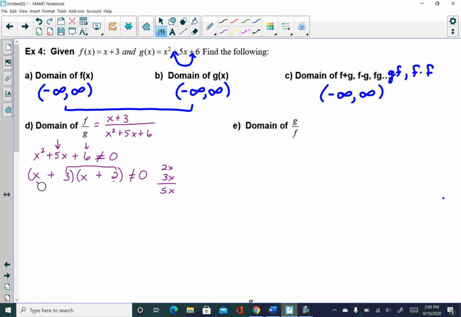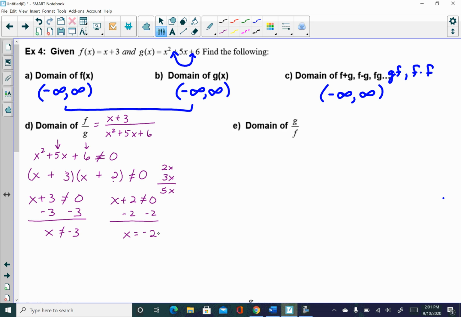Now we set both of those factors, they both have x's with them, so we set both of those factors not equal to 0. So x plus 3 can't equal 0, x plus 2 can't equal 0. So we just do a quick solve. We find, okay, x can't equal negative 3, and over here, x cannot equal negative 2.